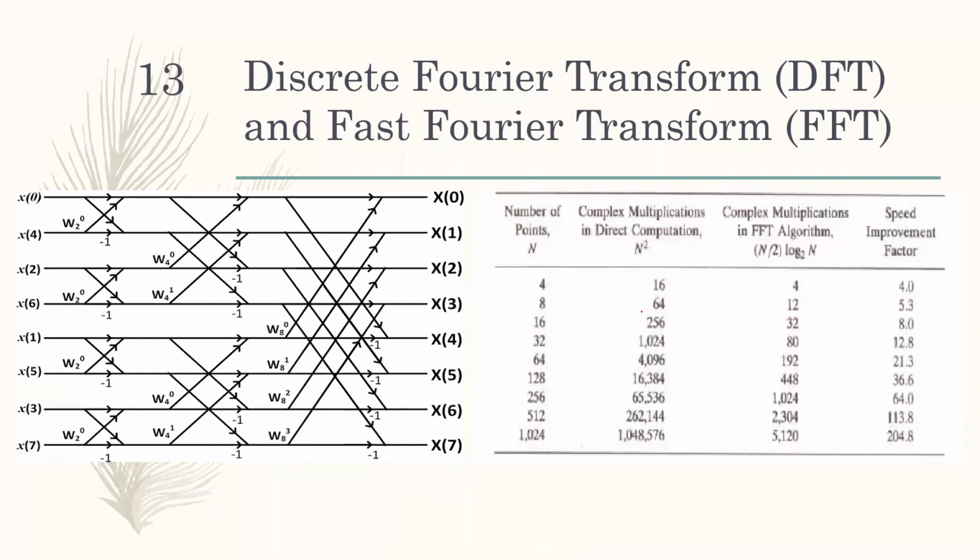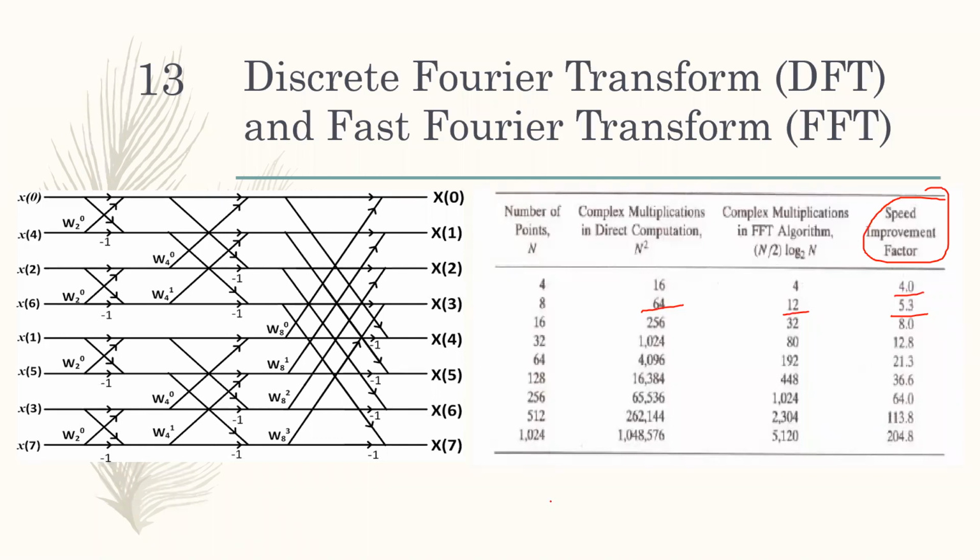Otherwise, in the previous case, you are estimating around 64 computations, but here you are just using 12 complex multiplications. So the speed improvement factor turns out to be around 5.3. So it is 64 divided by 12, so you'll be getting around 5.3. This one, 16 divided by 4, the factor improved is 4.